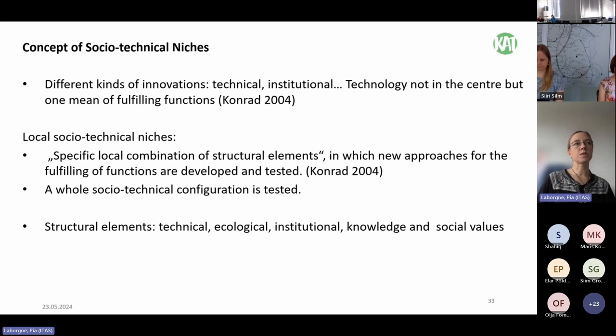I refer to a concept of socio-technical niches. Traditionally, also in niche management or research on niches, technology was in the center. For example, in looking at how we came from sailing ships to steam.